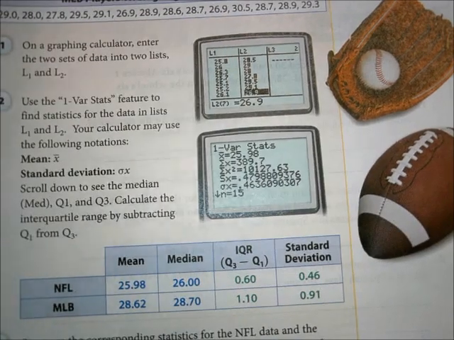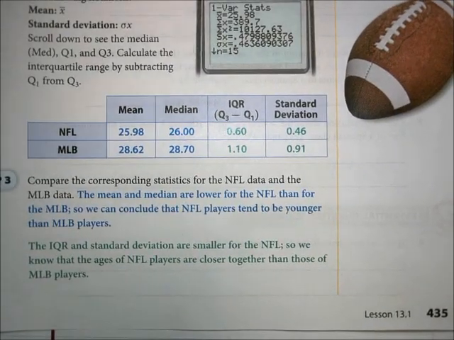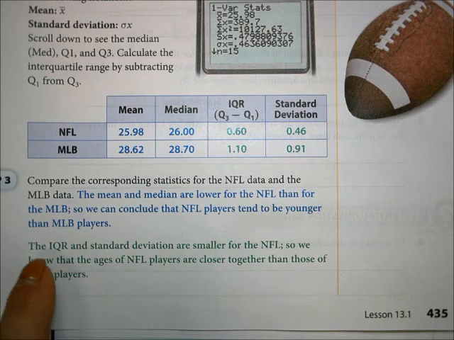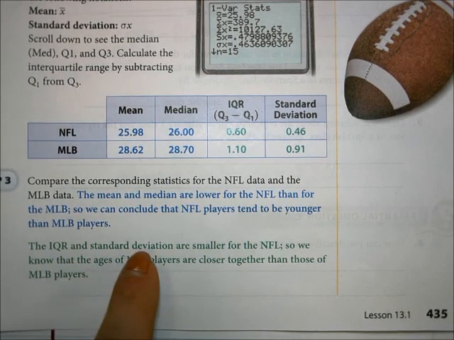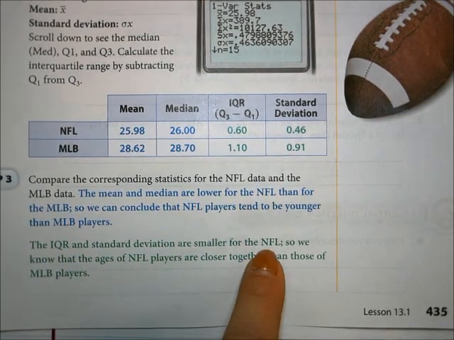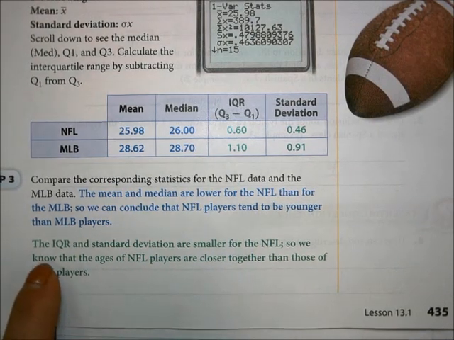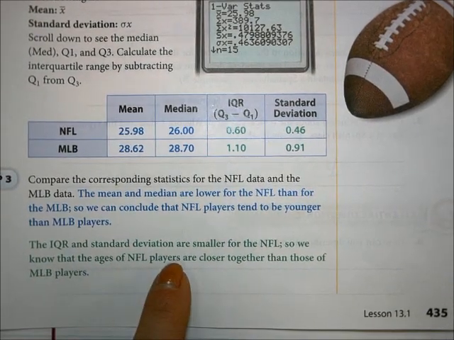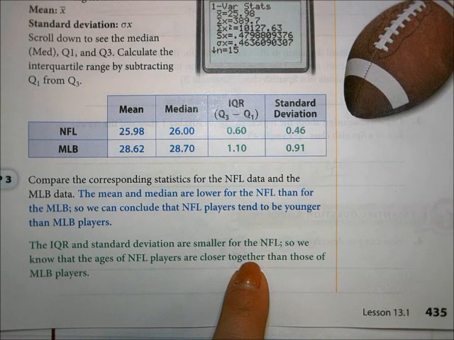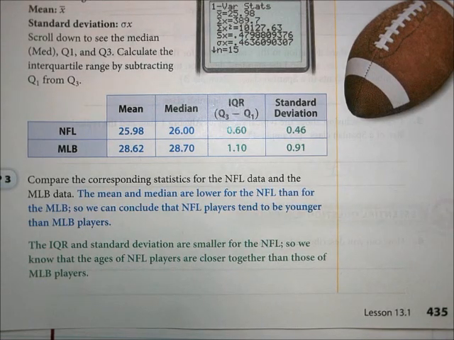Okay? And if you look at the book's conclusions, they say exactly that. They say the interquartile range and the standard deviation are smaller for the NFL. So we know that the ages of the NFL players are closer together than those of the Major League Baseball players. Okay.